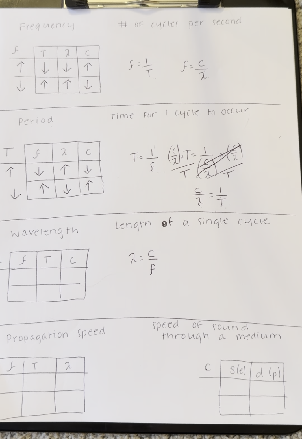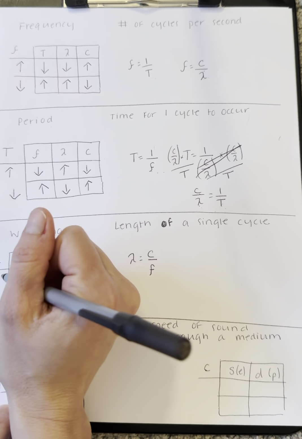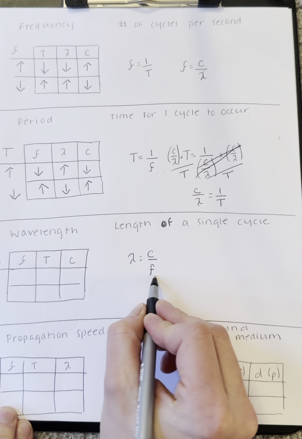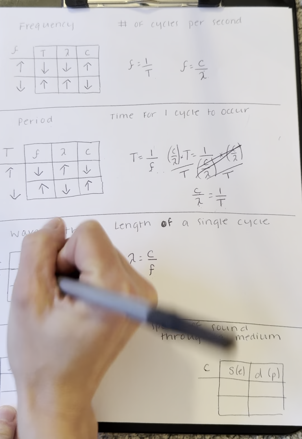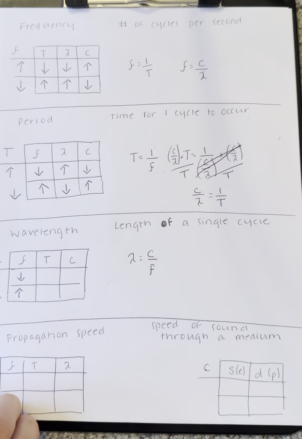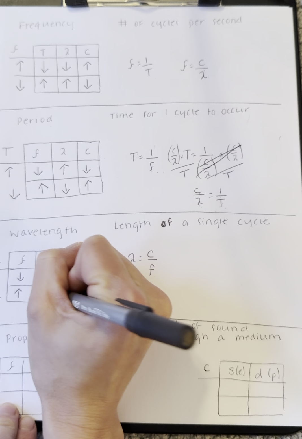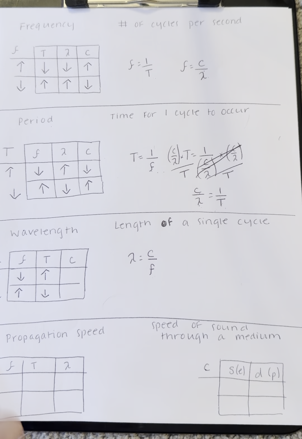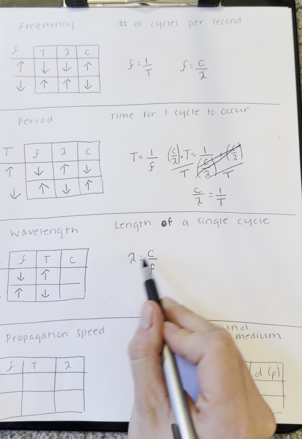We know that wavelength and frequency are inversely related. An increase in the number of cycles per second results in a decrease in the length of a wave. So we know that they are inversely related. We know that wavelength and period are directly related. An increase in the amount of time one cycle takes results in an increase in the length of the wave. And from the formula, we can see that wavelength and propagation speed are directly related.